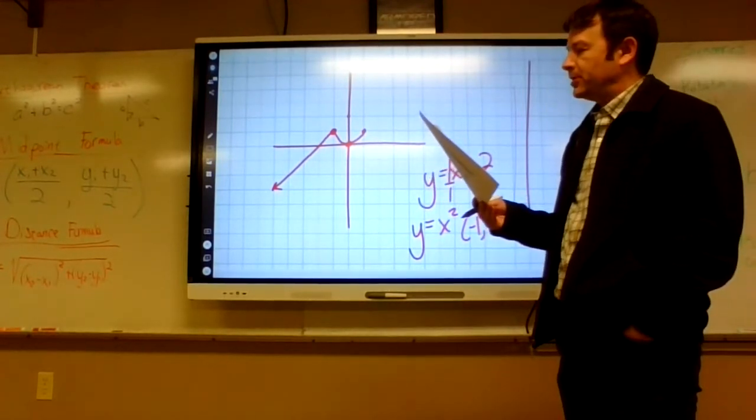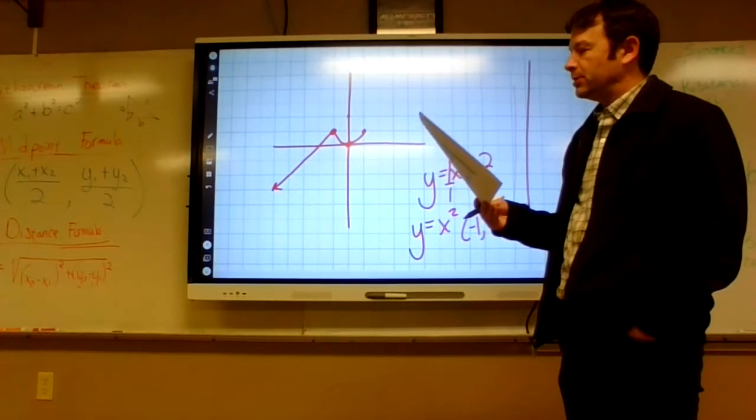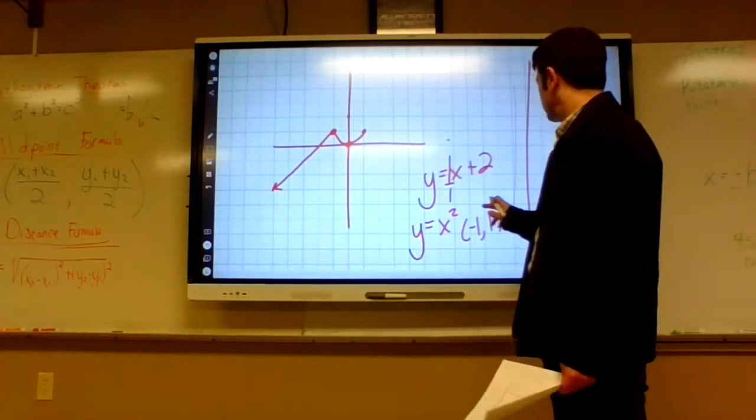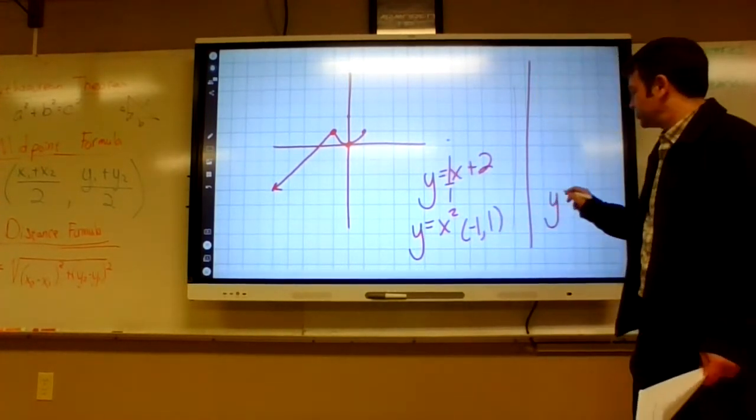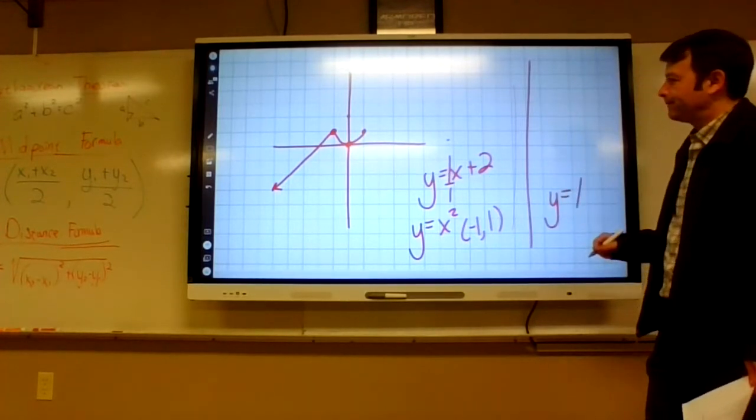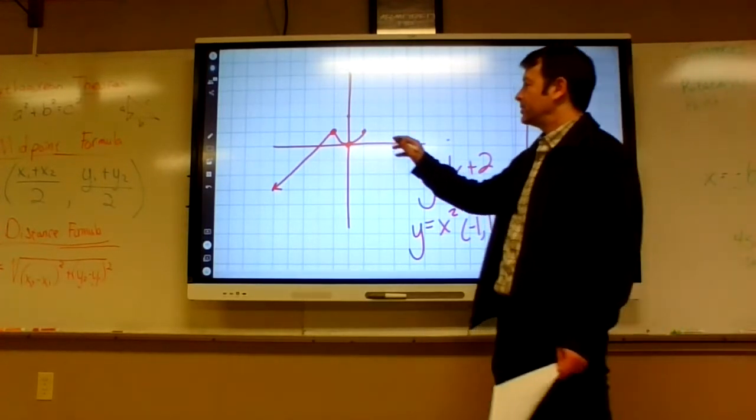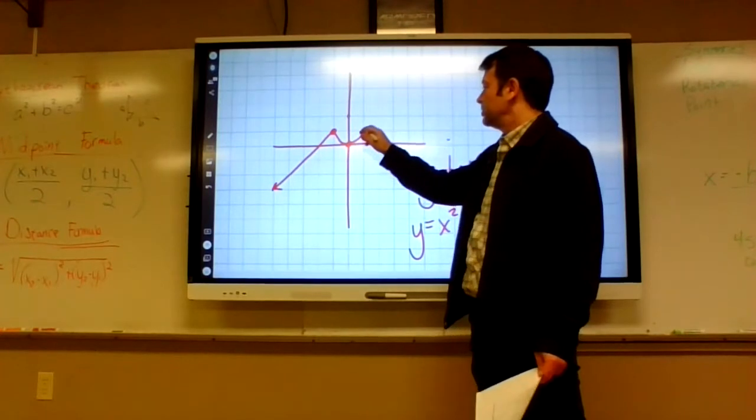And the last part is y equals 1. What the heck does that mean? Y equals 1? Yeah, exactly. Y equals 1. What does that look like? It's a horizontal line through 1 on the y-axis.